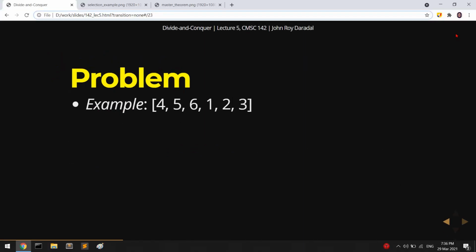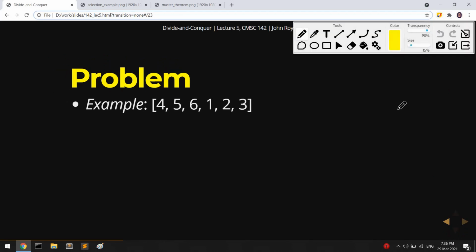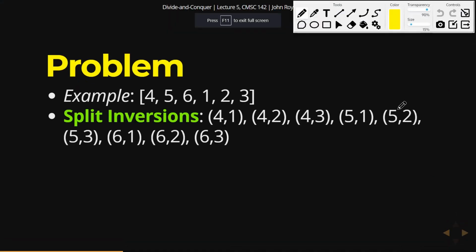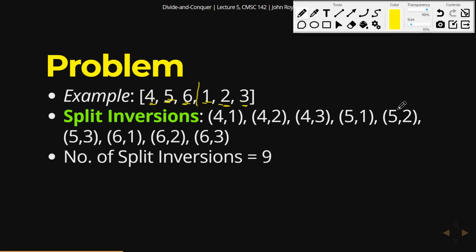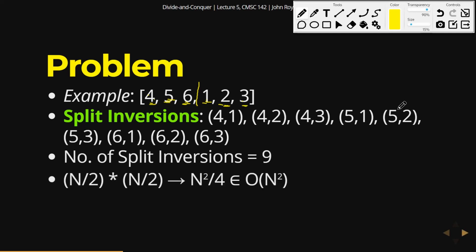Okay, let's count the number of split inversions here. So the split inversions would be 4, 1 here. So this would be the half, right? So we have the 4 and 1 here, 4 and 2, 4 and 3, 5 and 1, 5 and 2, 5 and 3, 6 and 1, 6 and 2, 6 and 3. So in total, there are 9. Okay, 9 split inversions.